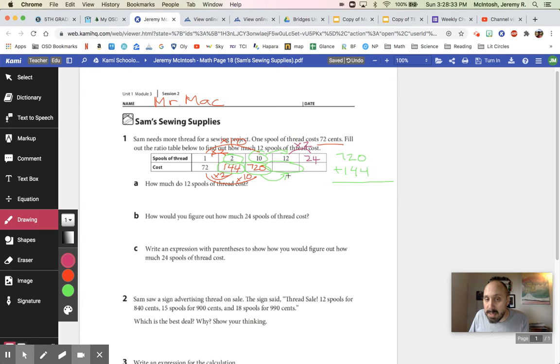I think you notice that if we double whatever answer we get in there, whatever answer you get from this 12 spools will be the 24. We're just doubling it, right? You're just doubling that. Okay, so that's for B.